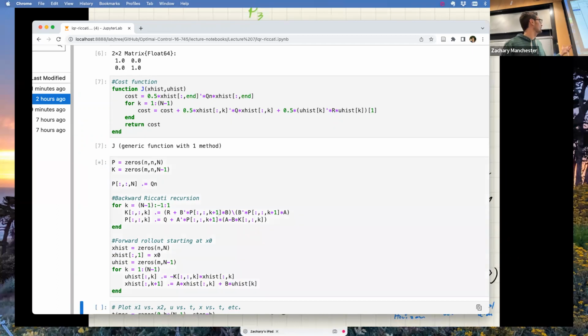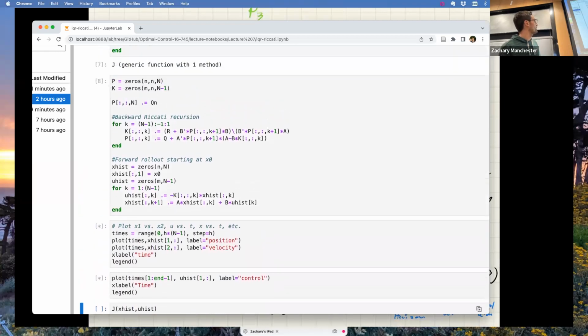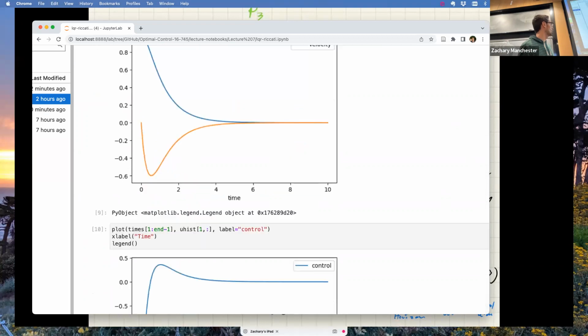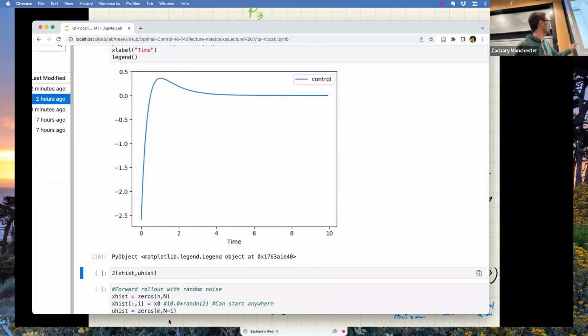Okay, so let's do this and plot some stuff. And the point I want to make here is just that you get the exact same solution as the QP by doing this, which is cool. There you go. Now we can also do a couple other things. Oh yeah, and then this guy works out the same way.